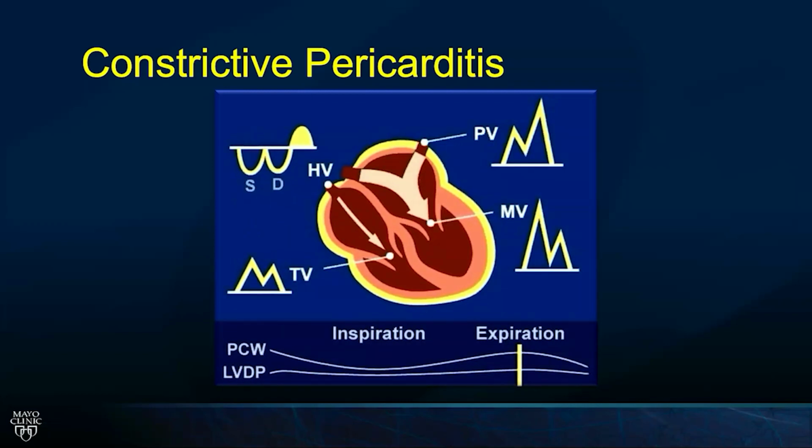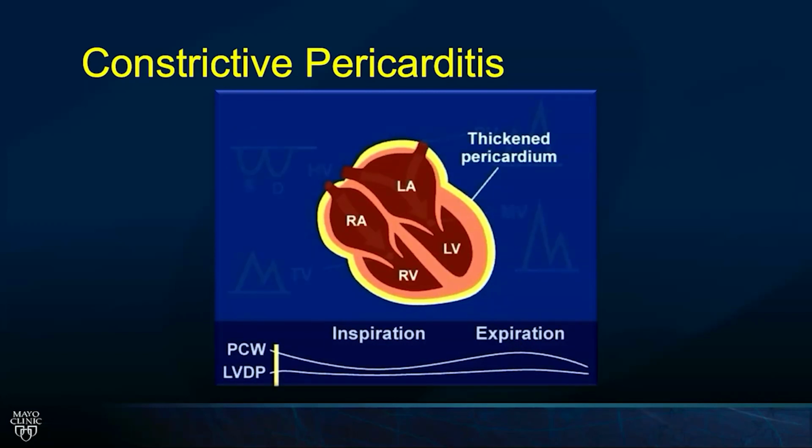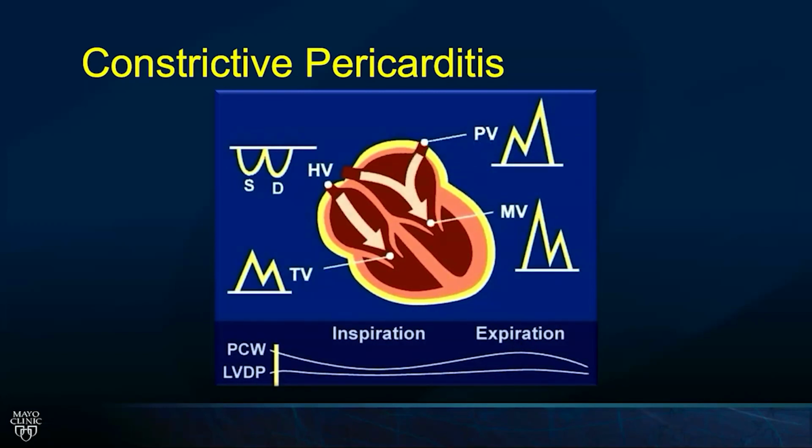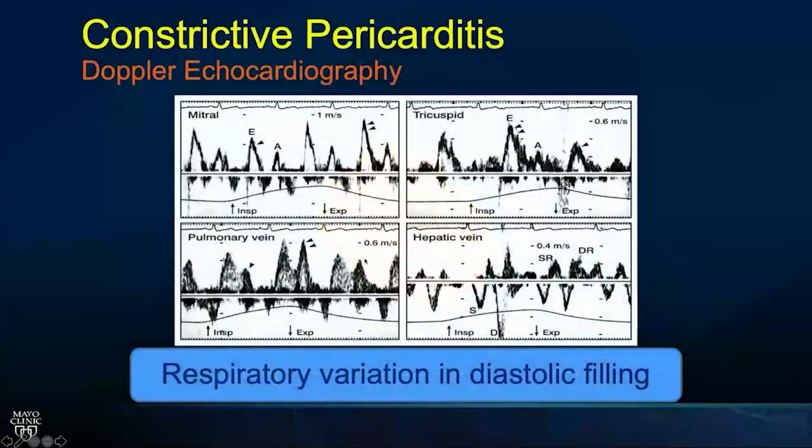And so obviously all the echo machines now have onboard respirometers we can use, but those are the classic findings that we have for constriction. Here is that feature. So the mitral, with the breath in, the mitral E and A go down. With the breath out, mitral E and A go up. The opposite occurs here in the tricuspid.